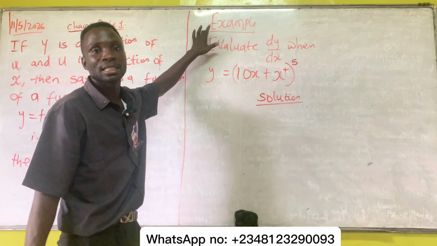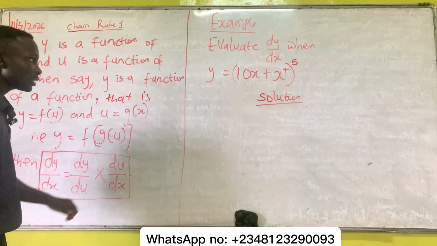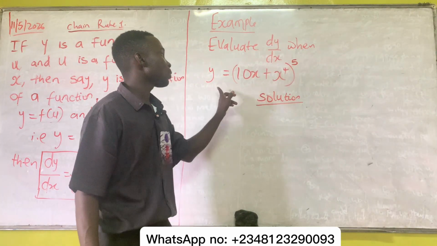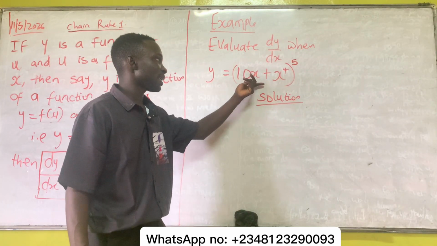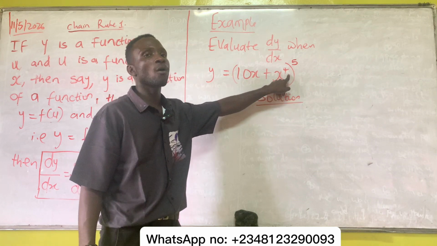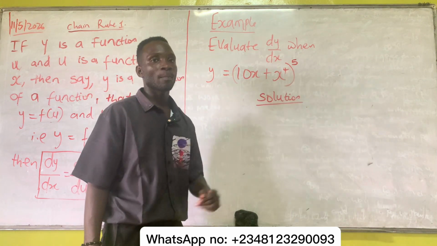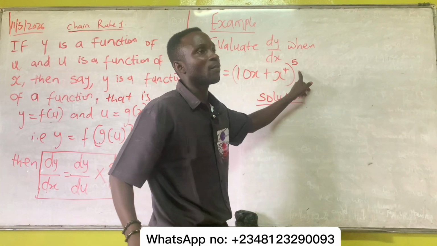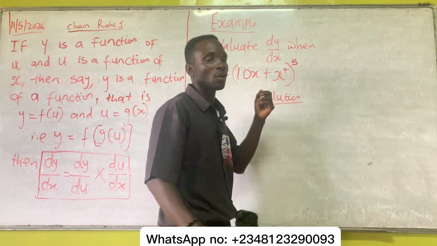Now let's look at an example in the chain rule. Say the question says evaluate dy over dx when y is equal to (10x plus x raised to the power 4) close bracket raised to the power 5. Now if you look at this, this is a function, right? And then raised to the power 5 is another what? Function. It is a function of a function.